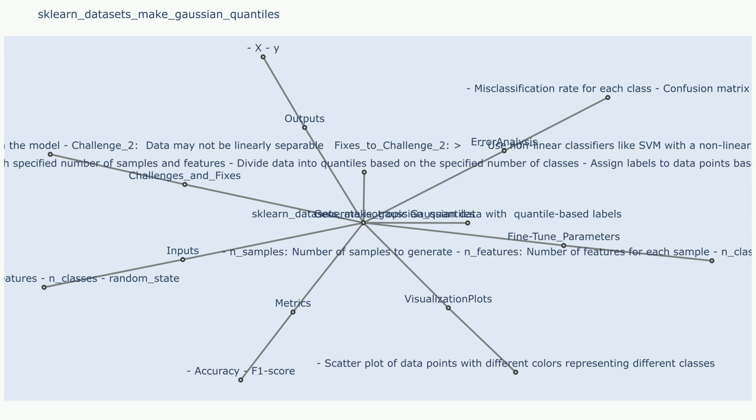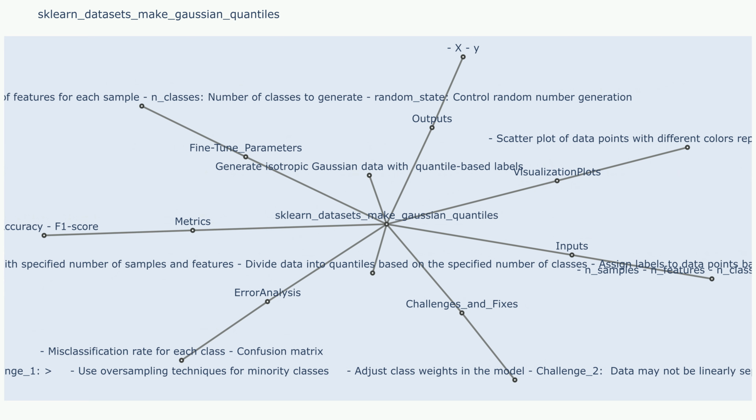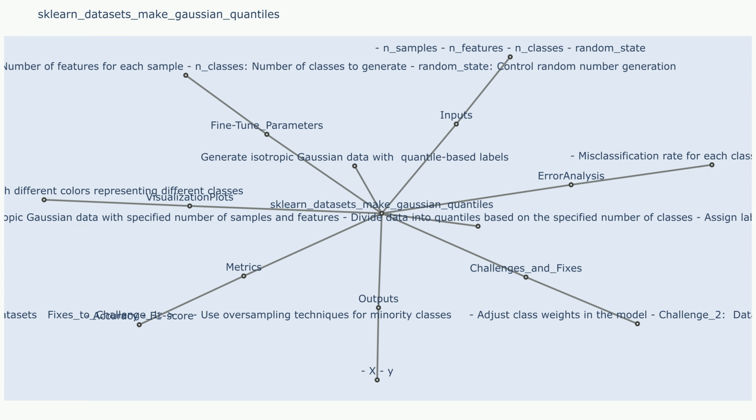Inputs. Mean: the mean of the first Gaussian distribution. This is a list of values representing the mean of each dimension of the distribution. For example, if the data has two dimensions, mean could be [1, 2]. Cov: the covariance matrix of the first Gaussian distribution. This is a 2D array representing the covariance between each dimension of the distribution. The size of the array should match the number of dimensions in the data.